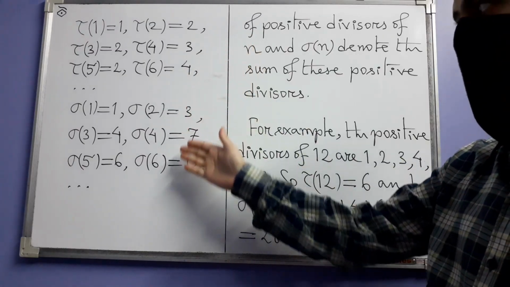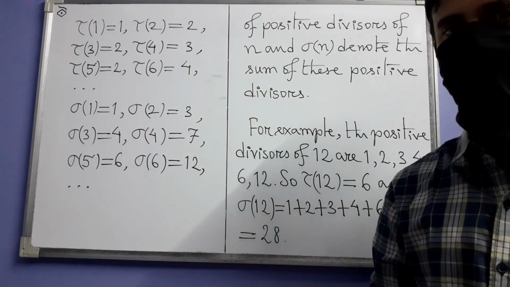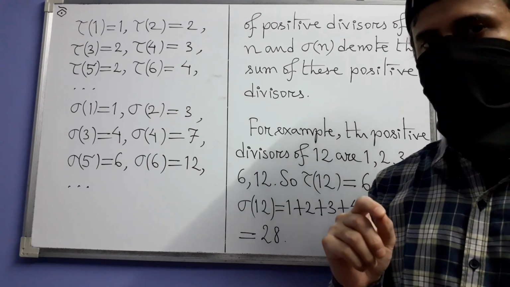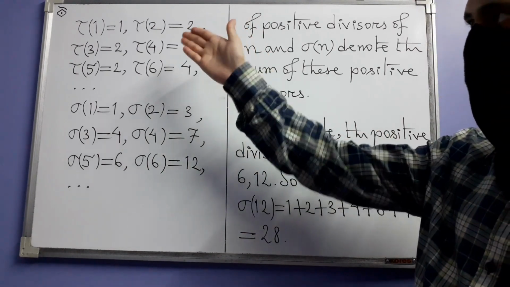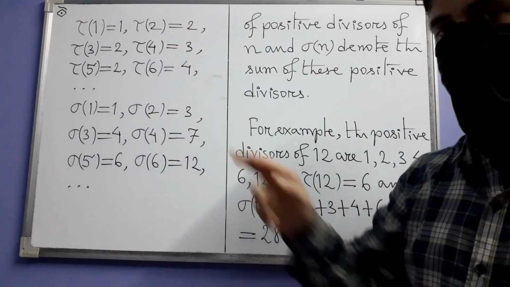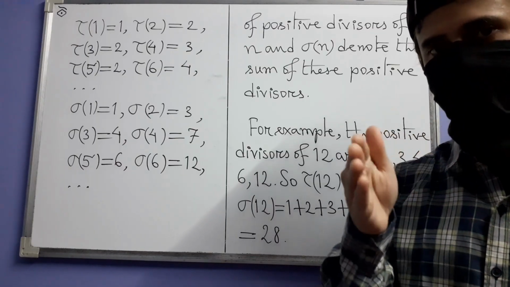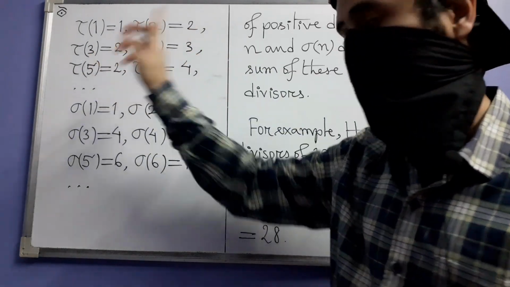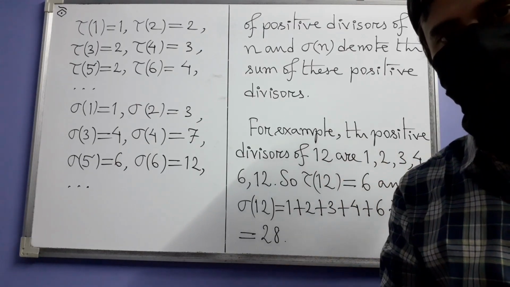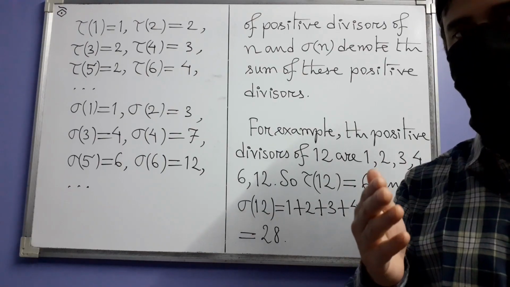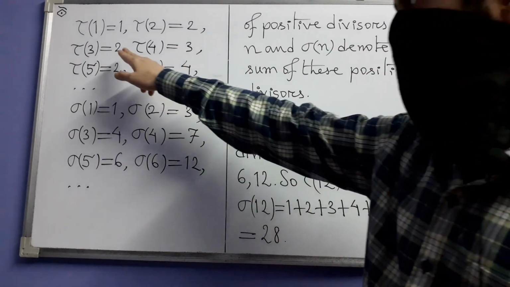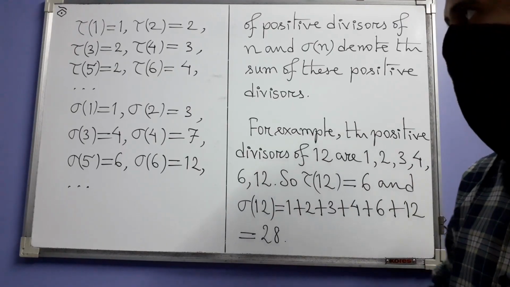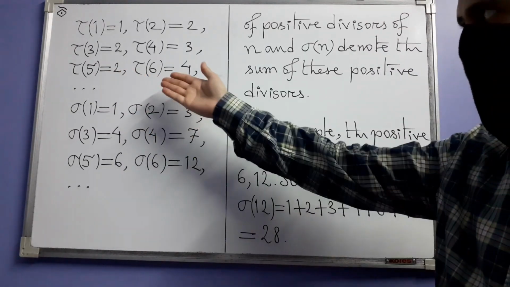Now let us see some other examples. These are some values of sigma and tau for the first few positive integer inputs. Tau of 1, for example, is 1 because the only positive divisor of 1 is 1. Tau of 2 is 2 because 2 is a prime, so it has only two positive divisors, 1 and 2. Similarly, tau of 3 is also 2 because 3, just like 2, is also a prime, and so it has only two positive divisors, 1 and 3. Tau of 4 is 3 because 4 has these 3 positive divisors, 1, 2 and 4. Similarly, tau of 5 is 2 because 5 is a prime, and tau of 6 is 4, and it goes like that.